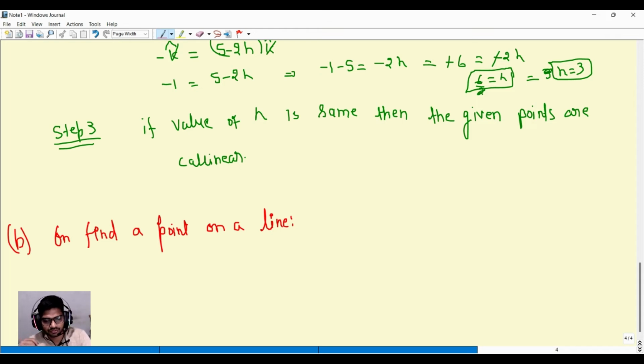In this, first we are going to discuss how we convert the Cartesian equation into the vector form. After that we are going to find the values of x, y, z. For that we are just going to use the Cartesian equation. So let's start with the question on finding a point on a line. How do we find the point on a line?